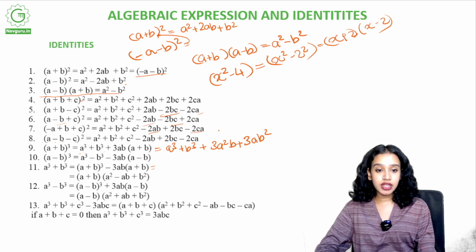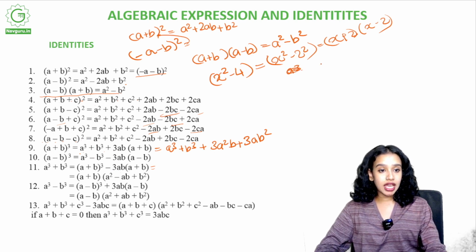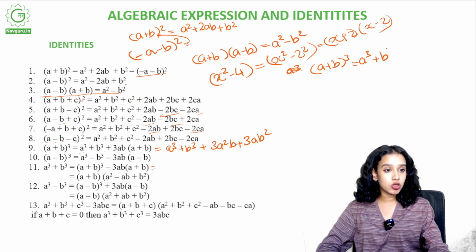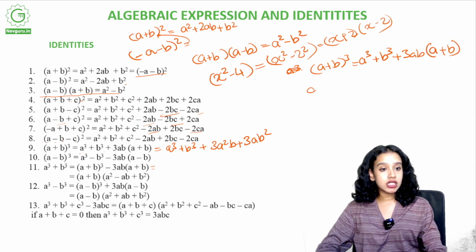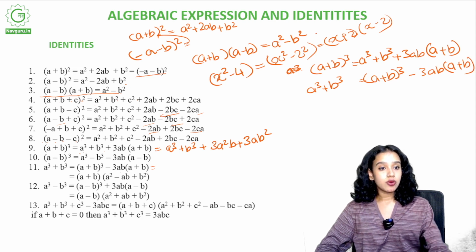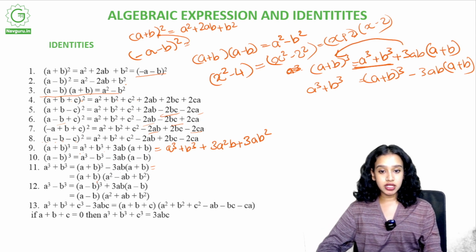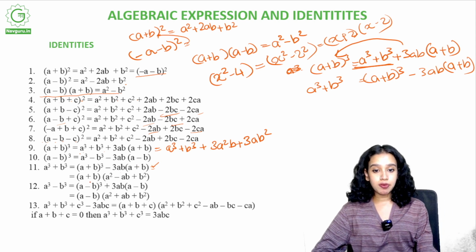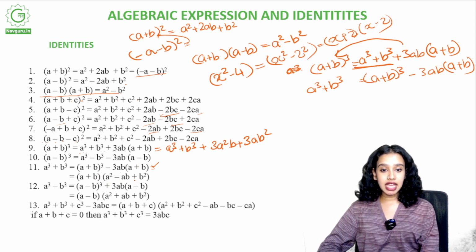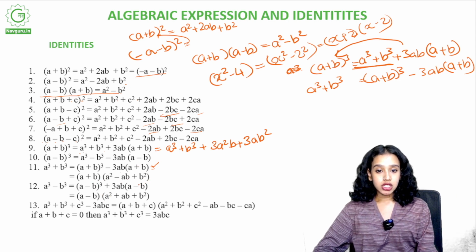We did nothing. We know that a plus b the whole cube is equal to a cube plus b cube plus 3ab into a plus b, right? Now what is a cube plus b cube? It's equal to a plus b the whole cube minus 3ab into a plus b. We just kept both of these terms together and took the other term to the other side. That's what we did here, which is also equal to a plus b into a square minus ab plus b square. So what happened here?